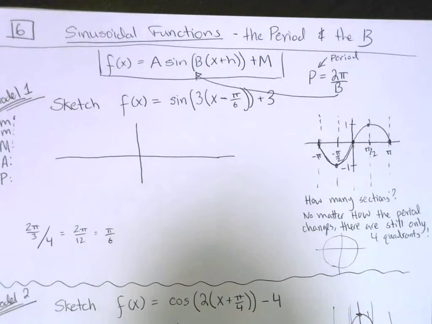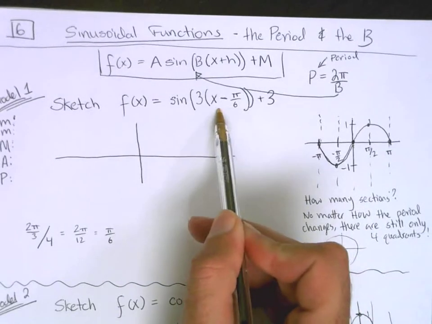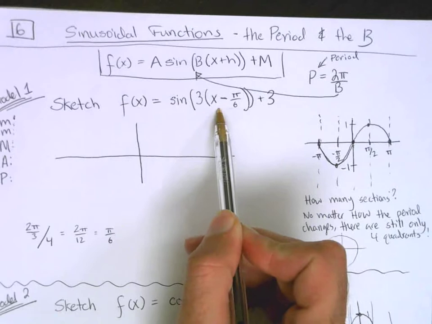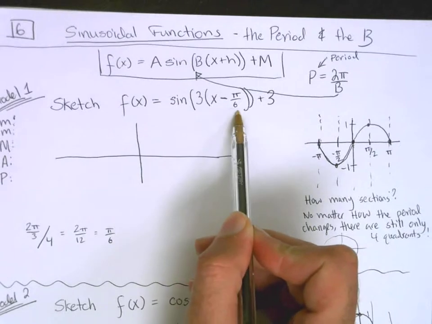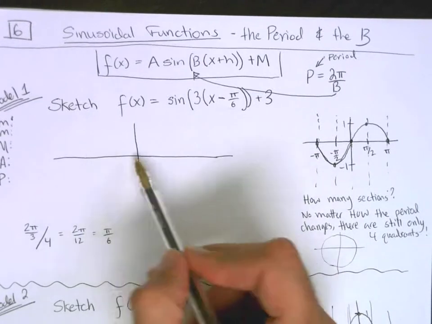And also, in just thinking about this, we know that this function is going to be shifted to the right, pi over 6. And we don't ever see pi over 6 on this scale. We only see pi over 2 and pi and negative pi. So there's something that has to happen there.